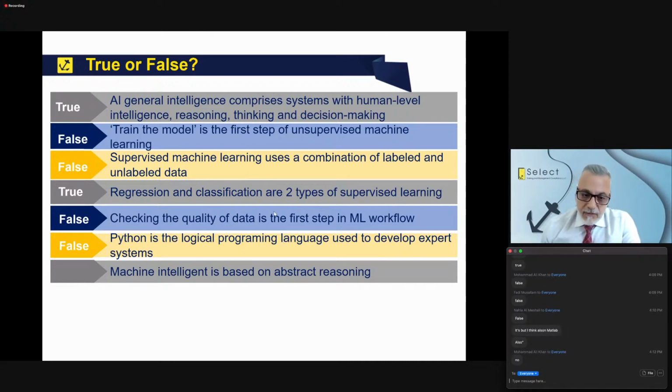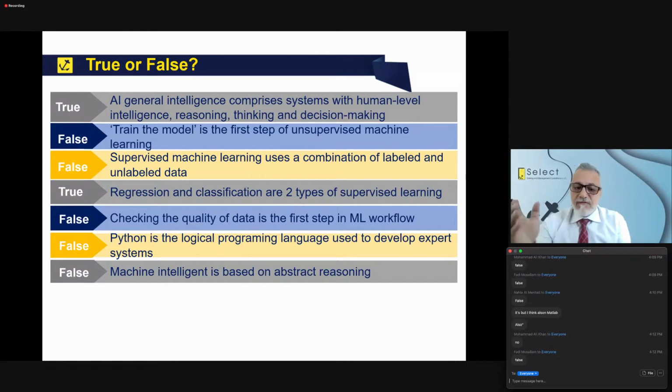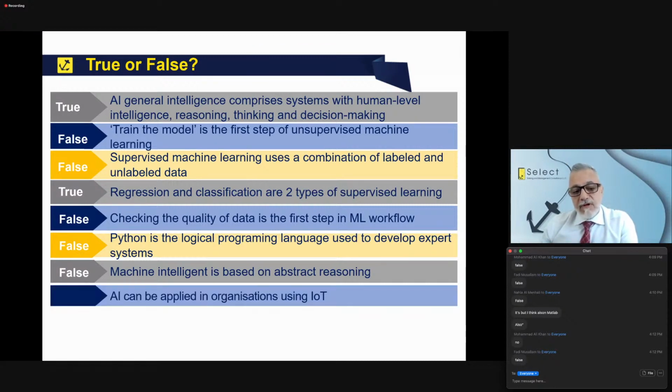Hamad, you said no, correct. So you're right, it's false. We will discover later on that when we talk about intelligence, there are different types of intelligence. Machine intelligence is totally different from human level intelligence, as we said before. Currently, we don't have AI general intelligence. We don't have a level of intelligence equal to human intelligence.